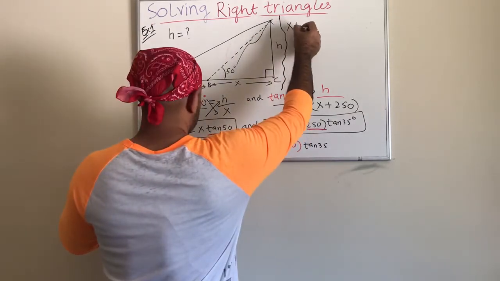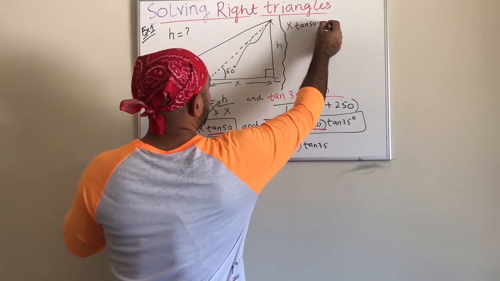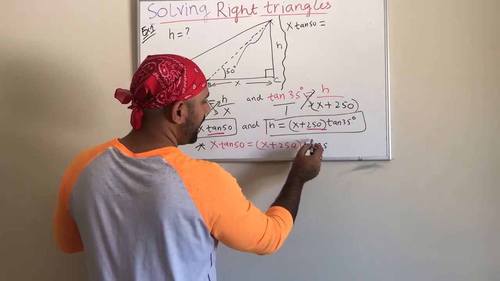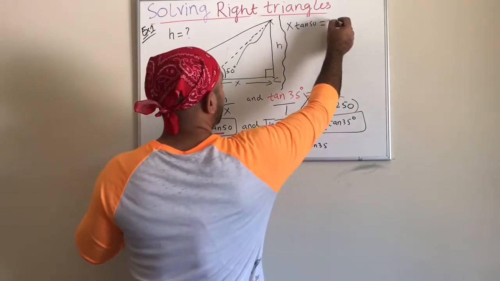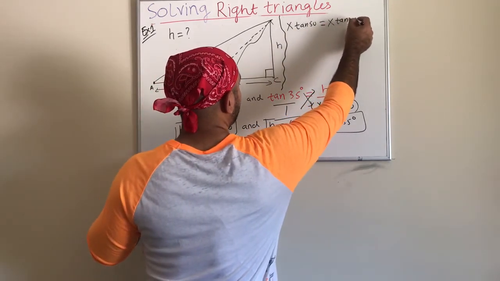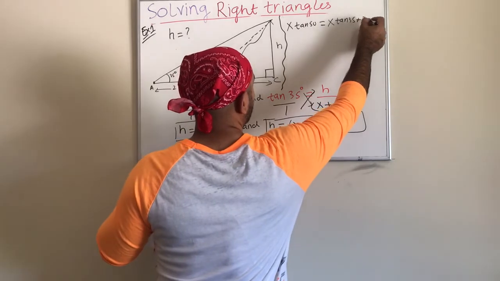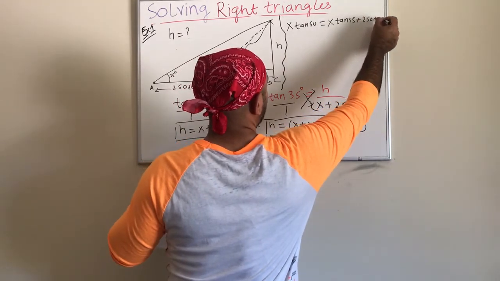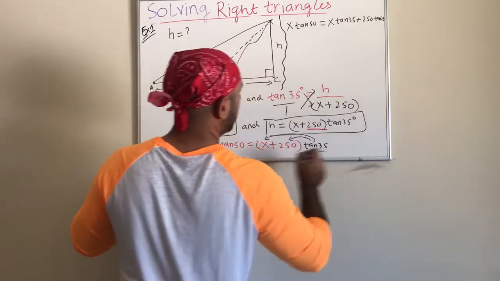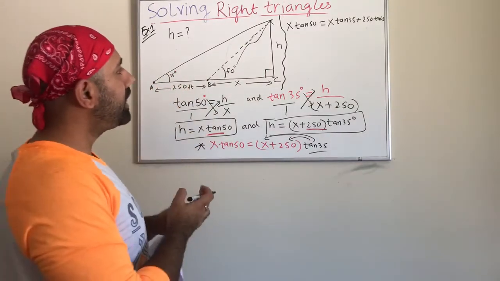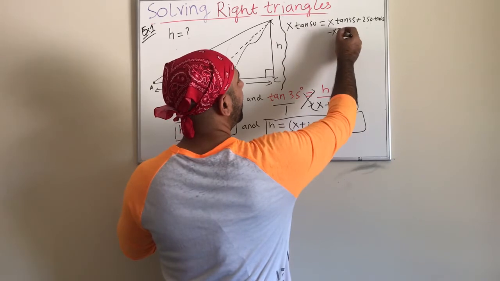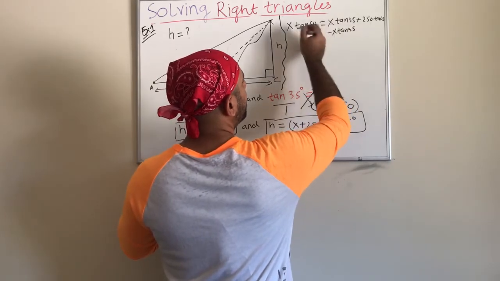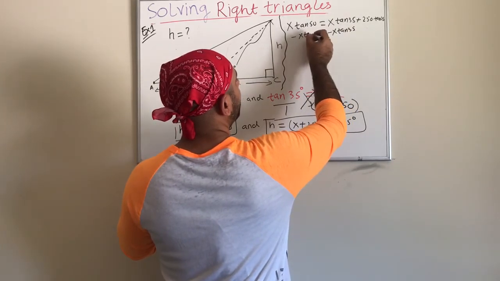So it is x tangent of 50, and then here I'm going to distribute this tan 35 like this and this. So it's going to be x tangent of 35 plus 250 times tangent of 35. We just distributed this. Since I want to solve for x, I'm going to bring this term to the left hand side. So I will subtract this from both sides. That way I can bring it to the other side.